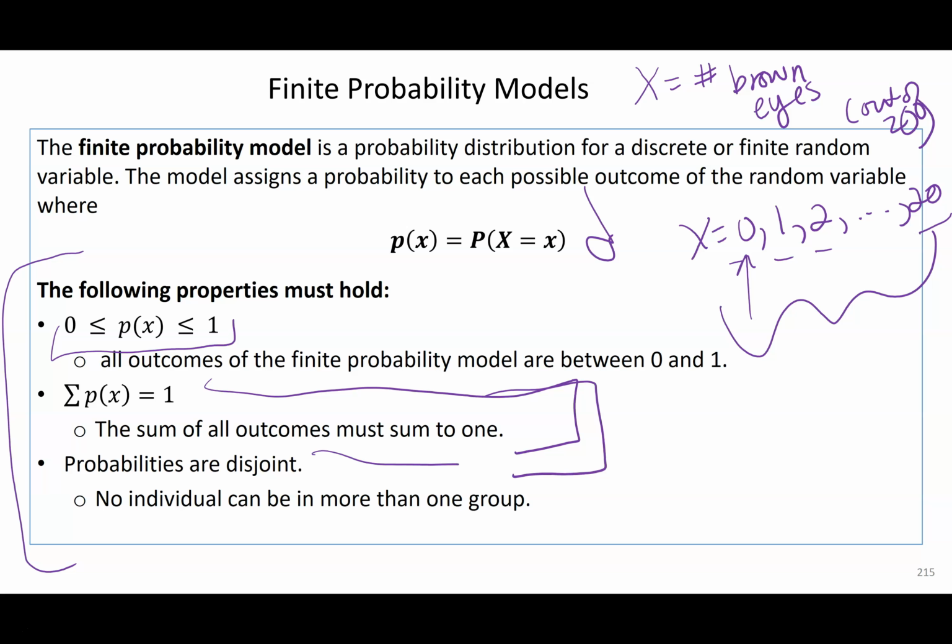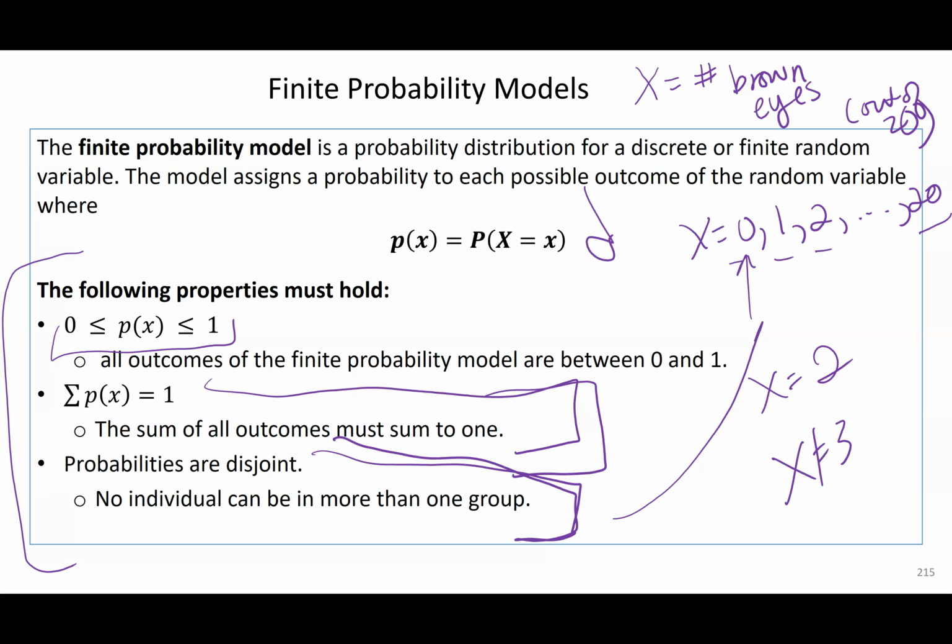And then these probabilities are disjoint. What that means is if I take a random sample of 20 people and I get x is equal to 2, that means 2 out of the 20 had brown eyes. It means that x is not equal to 3. X is not equal to any of these numbers except 2. It can only be 2, right? So it's only one of these values at a time here.